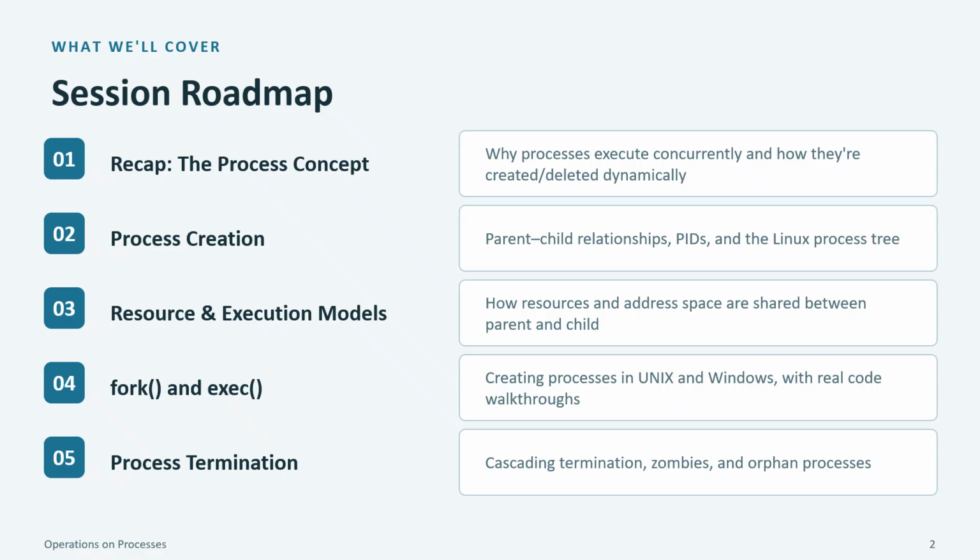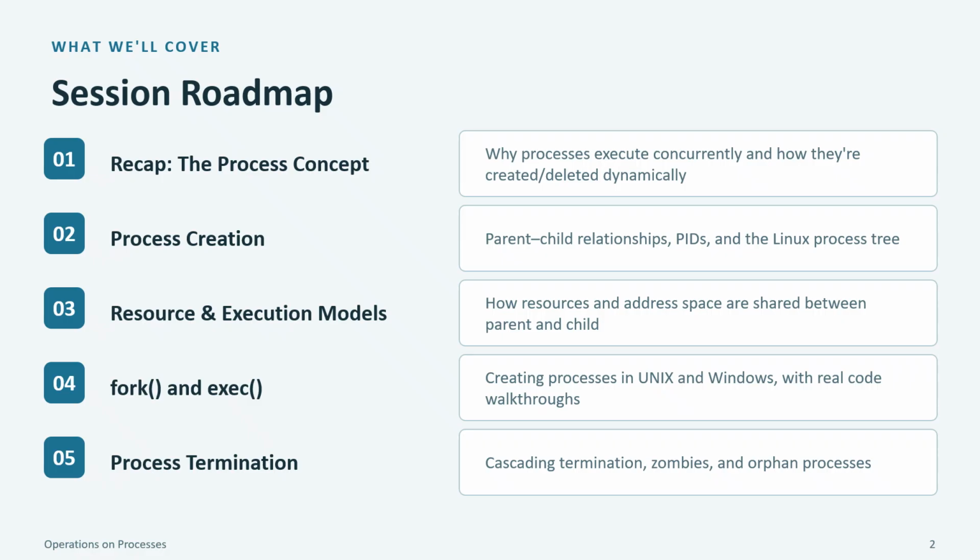In this session, we have five major areas to cover. First, we will quickly recall the process concept. We will understand why processes execute concurrently and why processes need to be created and deleted dynamically. Second, we will study process creation. Here we will learn about parent and child processes, process identifiers or PIDs, and Linux process tree. Third, we will discuss resources and execution models. We will see how resources and address spaces are handled when a process creates a child process.